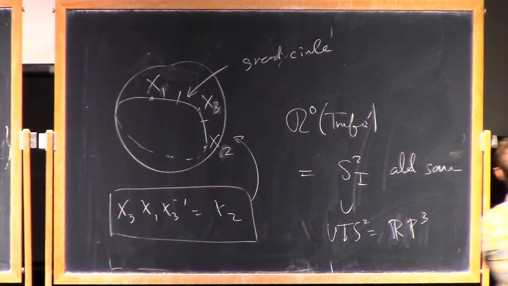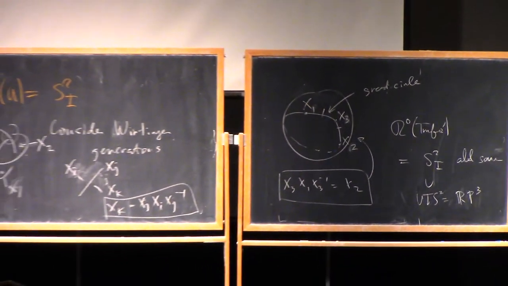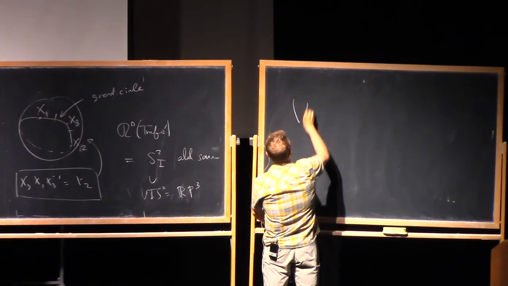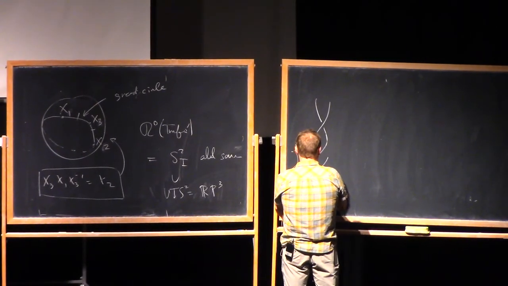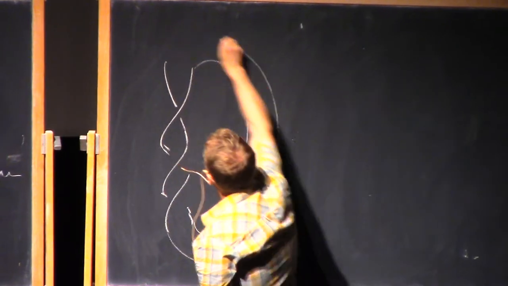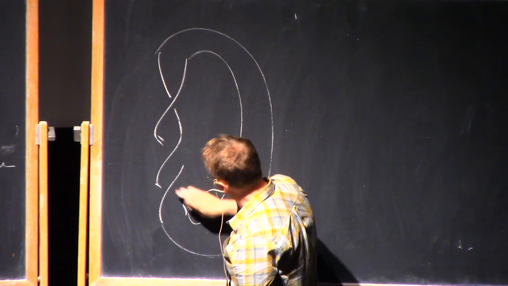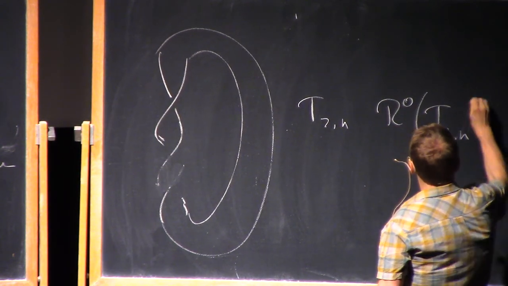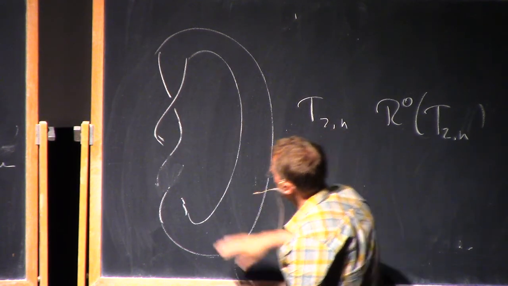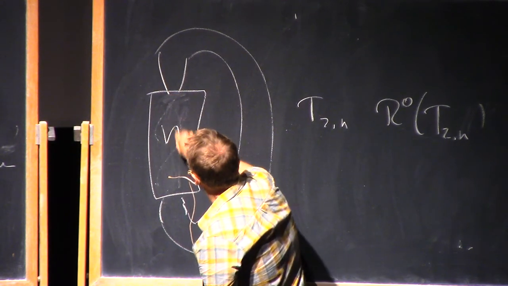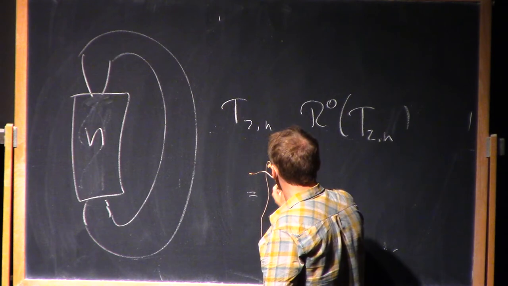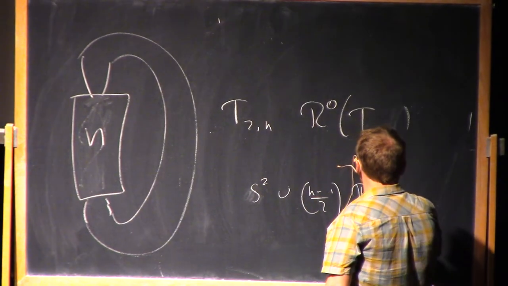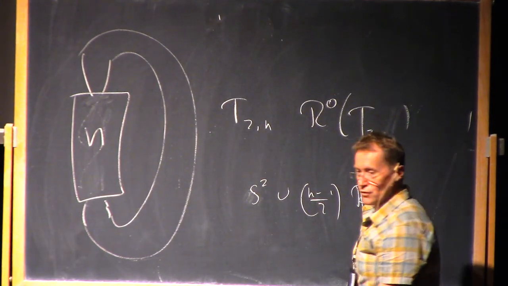Now you can keep going with these examples a bit. You can compute these for a lot of examples, but if you take a 2n torus knot, then this representation variety of a 2n torus knot, so there are two strands which get twisted around n times, maybe I'll just put an n in here, this representation variety is a copy of the two-sphere union n minus 1 over 2 copies of RP3. Okay, so what?